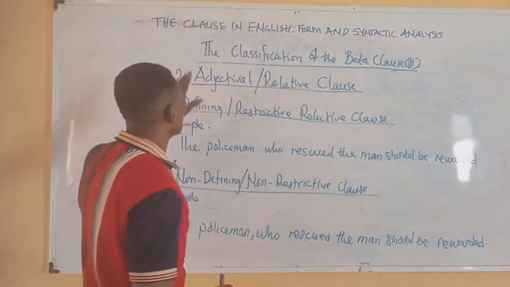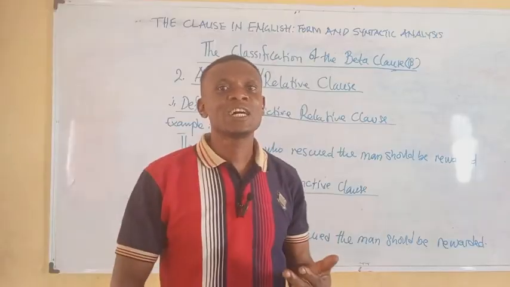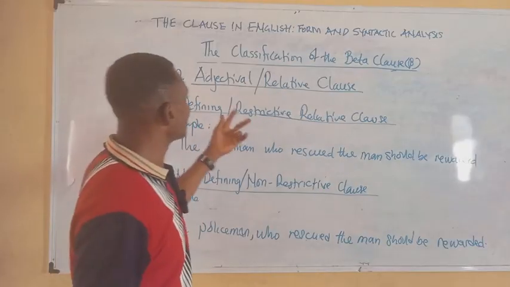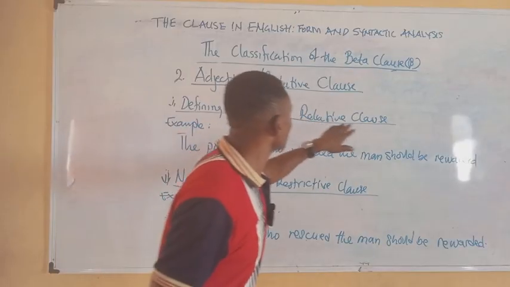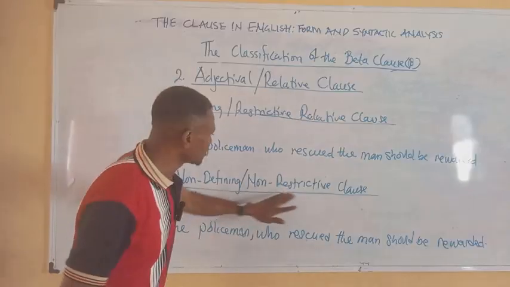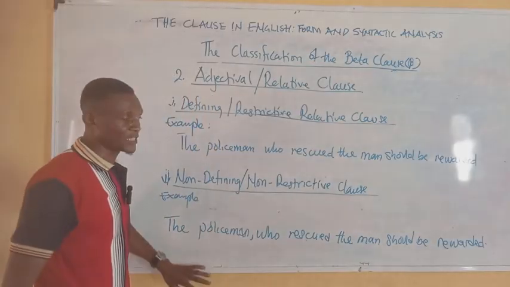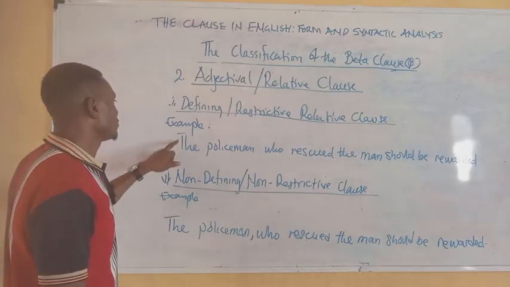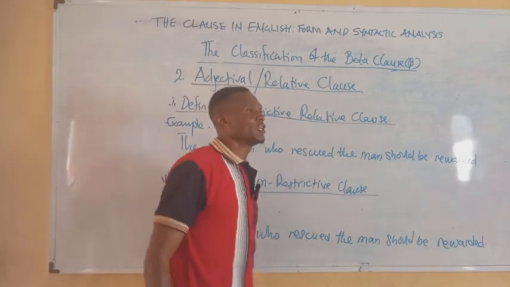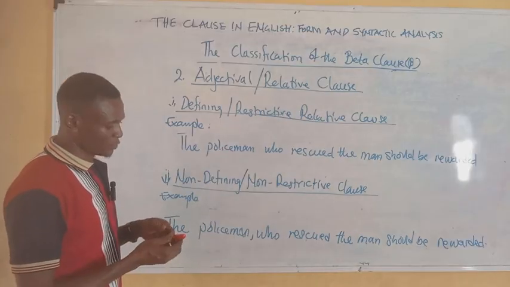For example, the relative clause is further divided into two. We have it as restrictive or defining relative clause, or non-restrictive relative clause. So the differences are in this example I wrote on the board. Number one, the policeman who rescued the man should be rewarded.